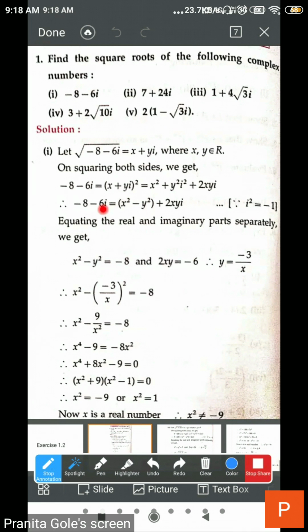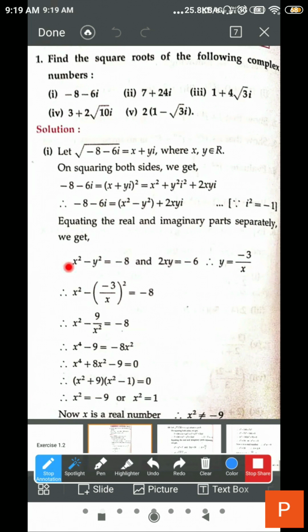Now consider this 2xy is equal to minus 6. If we shift this 2x to the right hand side, it will go in the denominator. It will be minus 6 upon 2x. Then we will simplify that, 2 threes are 6, and then it will be y is equal to minus 3 upon x. From the second statement we are getting the value of y as y is equal to minus 3 upon x.